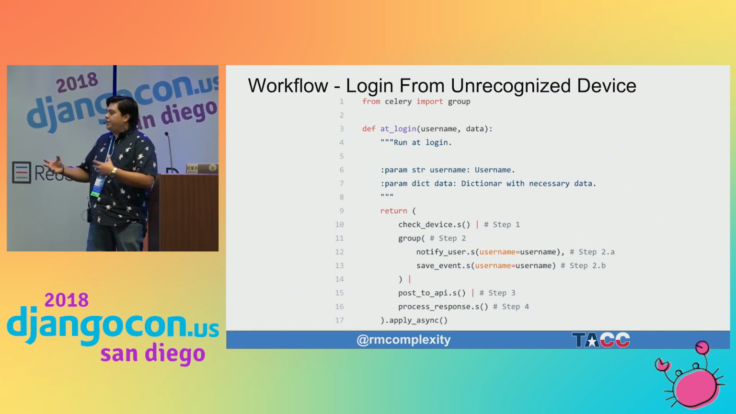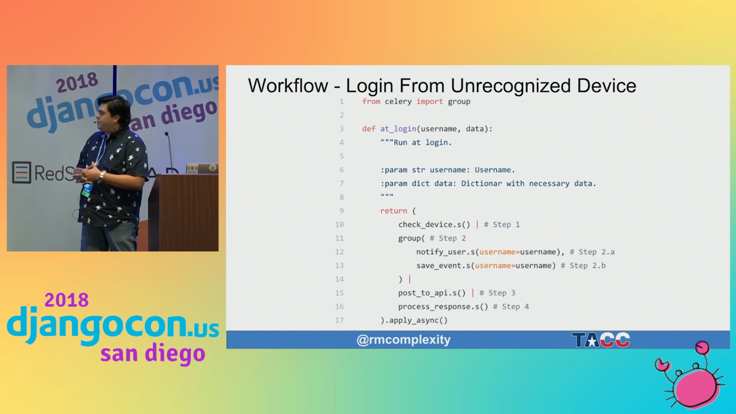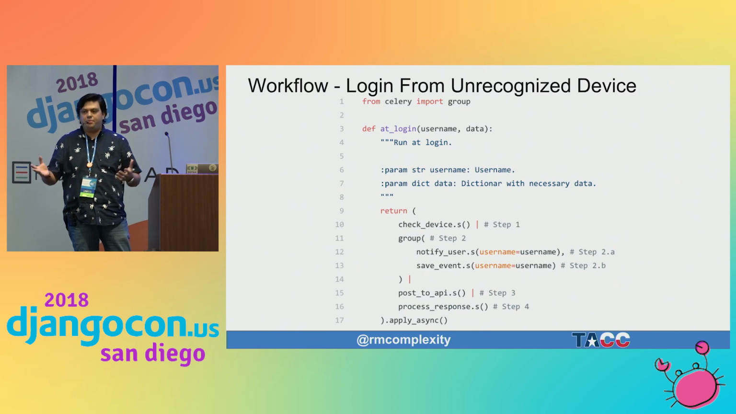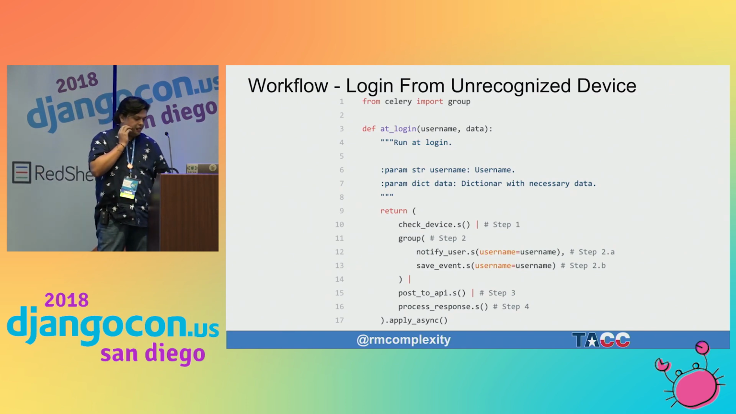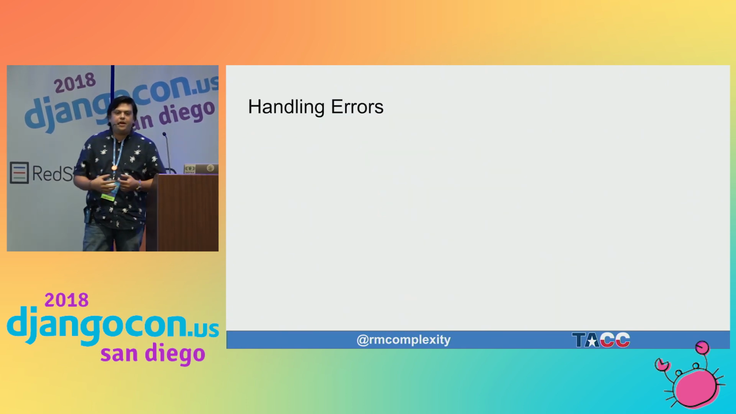Now, this is only a very simple example with no errors, and we're assuming that everything is perfect in the world, which is not. So let's try and figure out how we can handle errors.